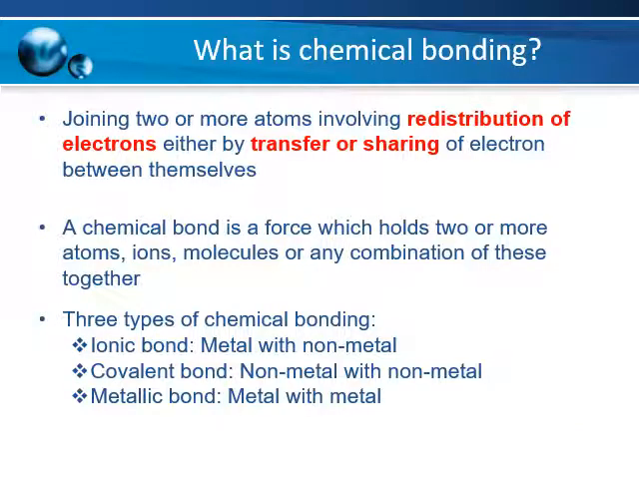So what is chemical bonding? Chemical bonding is when you join 2 or more atoms together and they distribute their electrons, either by transfer or by sharing of the electrons. We have 3 types of chemical bonding. First one is ionic, second one is covalent, and third one is metallic. Ionic is metal with non-metal bonding. Covalent is non-metal with non-metal, and metallic is metal with metal.